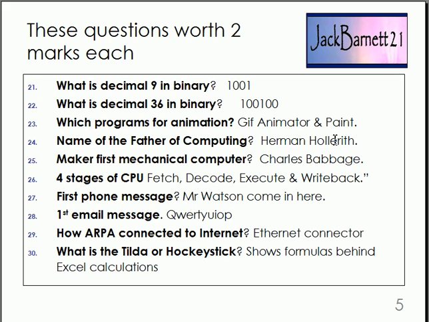How did ARPA, the Advanced Research Projects Agency, connect to the Internet? Well, it was the Ethernet connection that was discovered. What is the tilde or hockey stick? When you're using Excel, if you press Control and the tilde, it shows the formula behind the Excel calculations. Okay, each one of these was worth 2 marks.